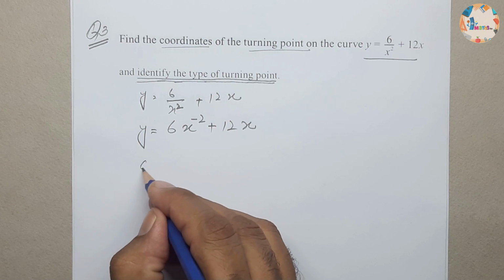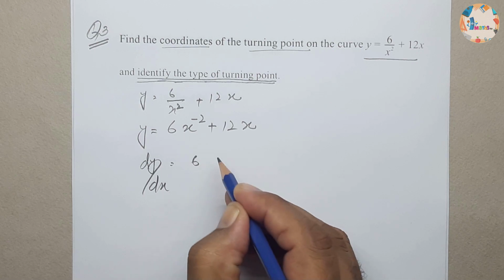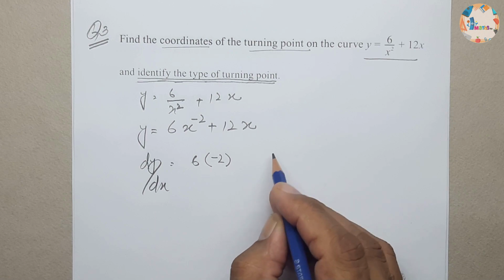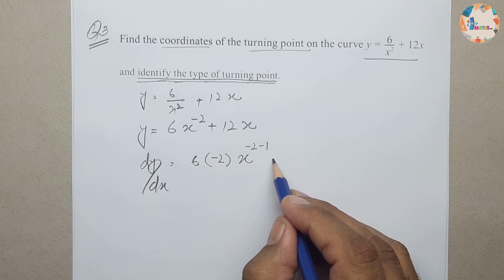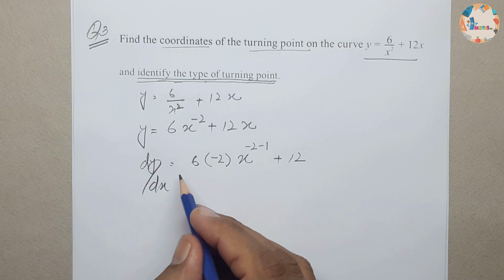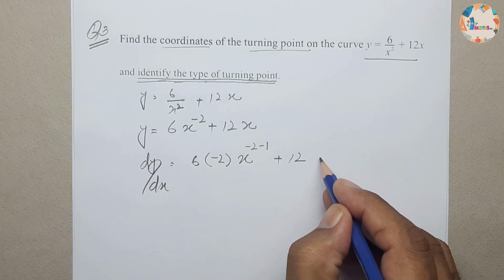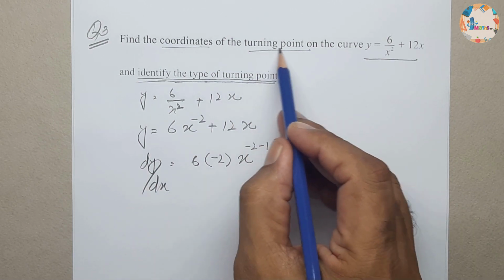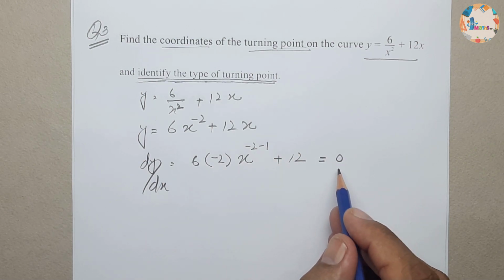After this, we will differentiate. dy over dx is equal to 6 as it is, and this power we will pull first. So this will be minus 2 in brackets, and x raised to power minus 2 minus 1, and plus 12x, derivative of 12x will be 12. And this is how we have taken this differentiation. And then we will put dy by dx is equal to 0. We know for turning points we are putting dy by dx, the first order derivative, equal to 0.